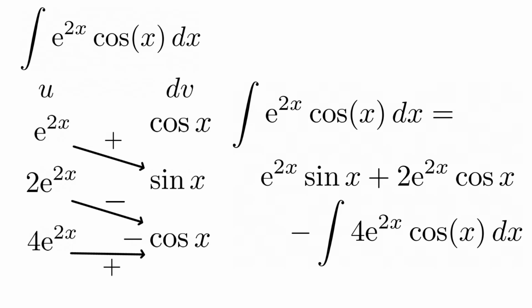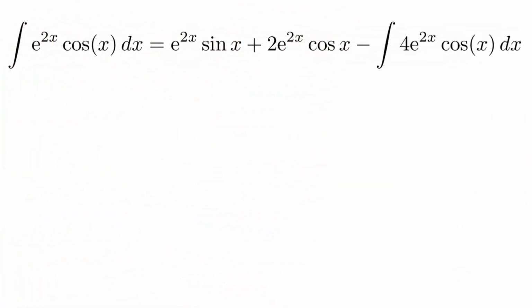But in this particular example, the reason this is going to work is that the resulting integrand in the second integral looks a lot like the original integrand. It still has an e to the 2x and a cosine of x, it just has a different constant in front of it. So rewriting it, we get this here, and what we're going to do is add the integral of 4e to the 2x cosine of x dx to the other side, because that's just 4 copies of the original integral.